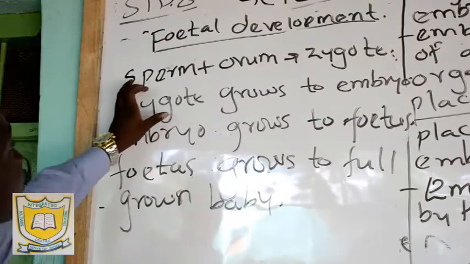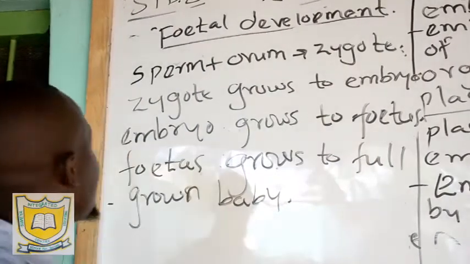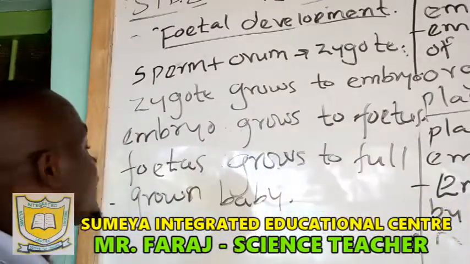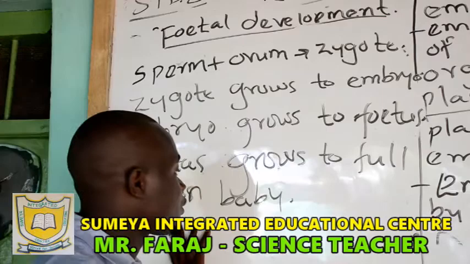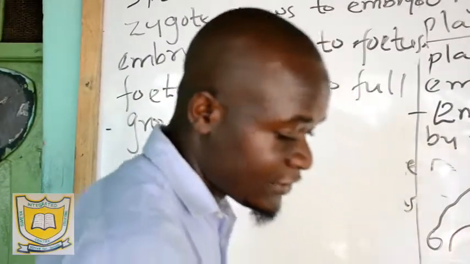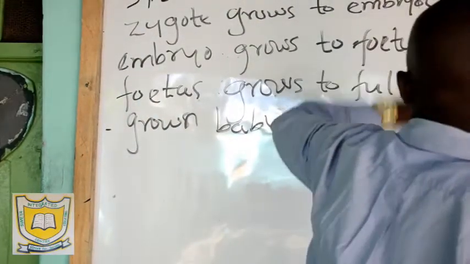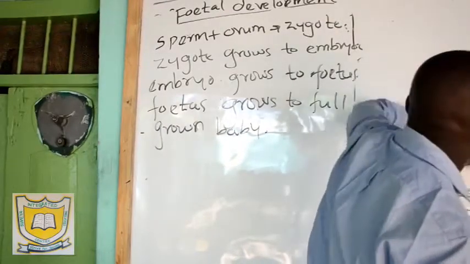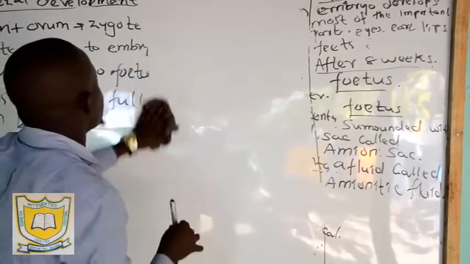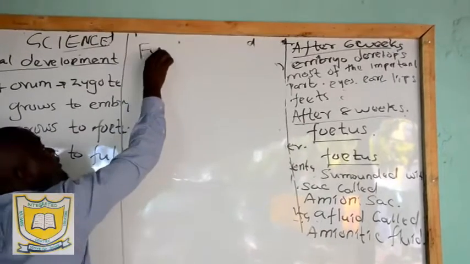So first we say sperm plus ovum, that is fertilization, we get a zygote. Then the zygote grows to an embryo, then the embryo grows to a fetus, then the fetus develops or grows to a full-grown baby. Now let's look very fast at the functions of the placenta.